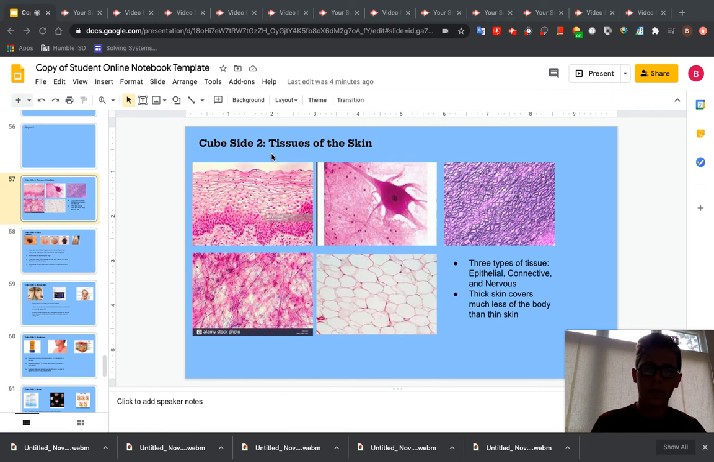So for cube sign number 2, I have to cover tissues of the skin. As you can see here, there are 3 types of tissues in the skin: epithelial, connective, and nervous. The skin protects the muscular tissue, so muscular tissue is not found in the skin. The first part of the skin I'll cover is the epidermis.